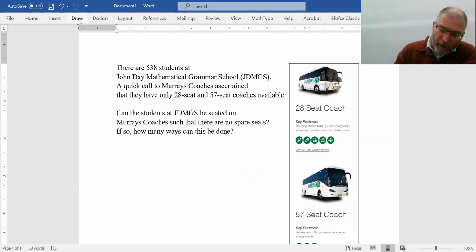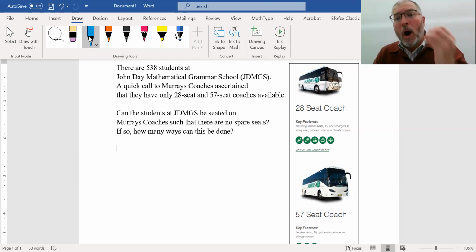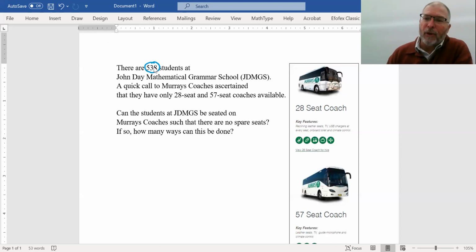That's a very important point that's going to help us today, because we're working with whole numbers. We want a whole number of buses. We don't want to order 2.5 28-seat coaches, 3.2 57-seat coaches. That's not going to work for us. We've got to order a whole number of 28-seat coaches and a whole number of 57-seat coaches. And all together, the number of seats on the coaches that we order have to add up to 538.